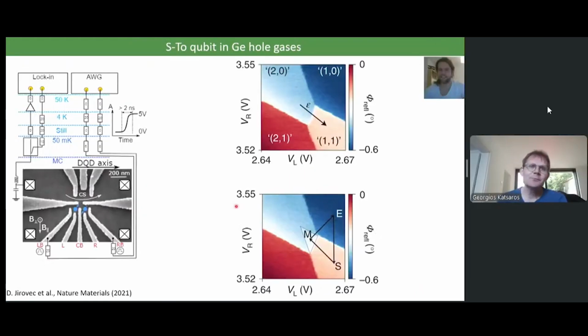So how did we do our singlet-triplet qubit in germanium hole gases? We fabricated the device, we cooled it down in a dilution fridge, and we connected a fast lock-in to the reflectometry setup in order to be able to do fast readout. What you see here are the measurements of Daniel Jirovec. It was actually during the COVID time, and we were very lucky that the device was loaded 1 month before shutdown.